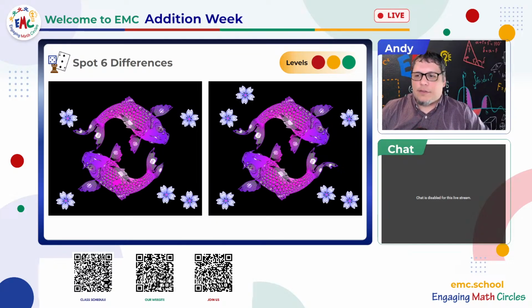Do you see the one on the right side? There is an extra tail on the bottom fish. Yes, I see it. Awesome. But we need to find six. Yeah, we have to find 6 of them.